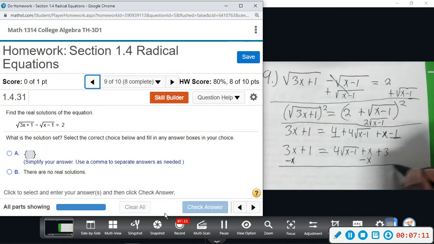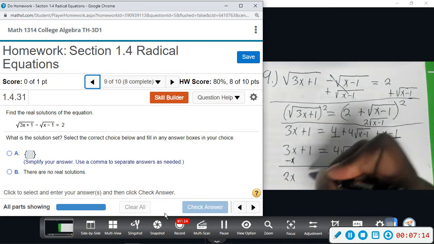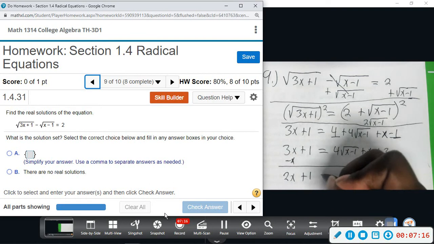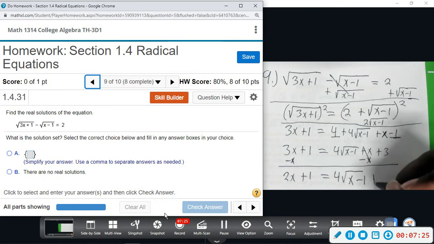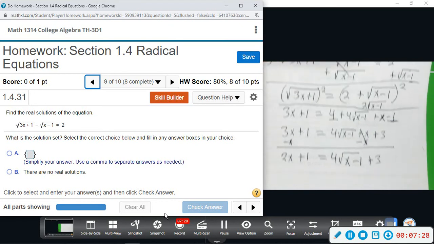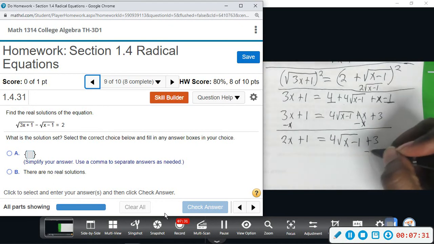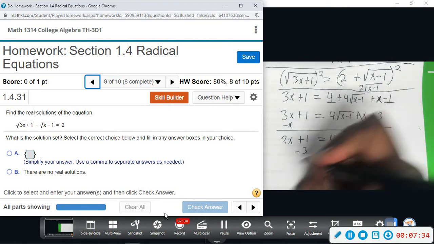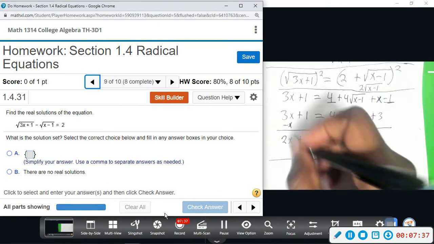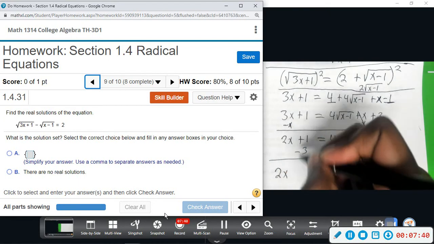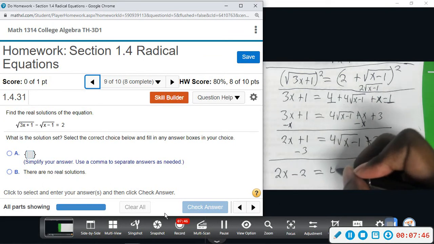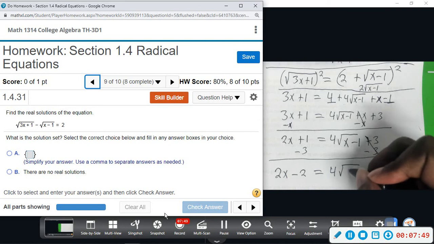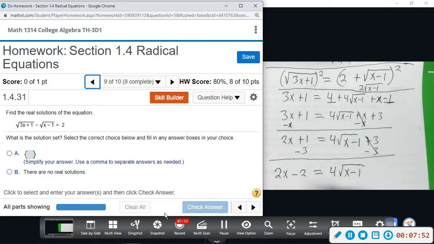And then that will give us 2x plus 1 equals 4 square root of x minus 1. That went away, bring down the plus 3. Now we're going to subtract 3 from both sides. That goes away. So now we have 2x, that would be minus 2, equals 4 square root x minus 1. Okay, so we have isolated this square root.